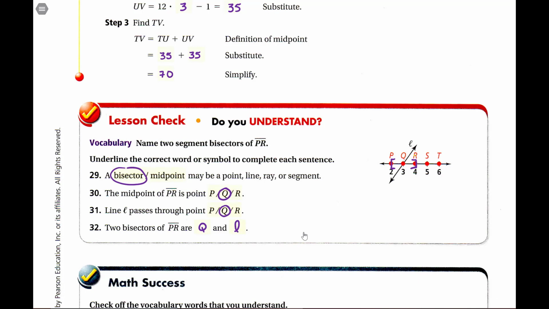So remember, a midpoint is a distinct point, and a midpoint could cut a line in half, but a bisector could be a point, a line, a ray, or a segment.